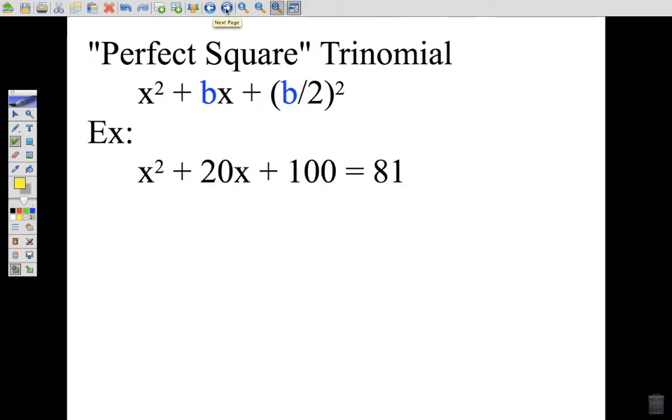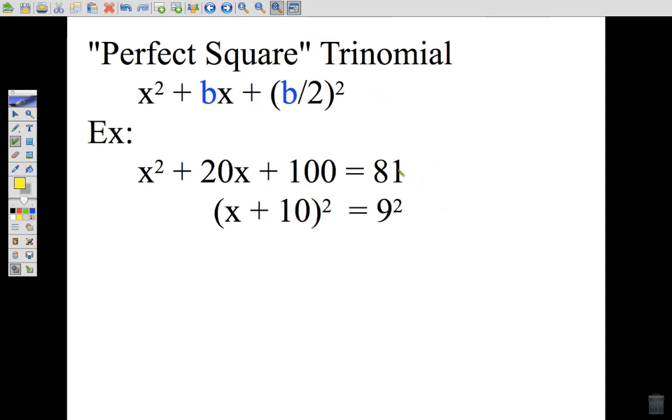Notice that any time you have a perfect square trinomial, you can solve the equation in very few steps. We're going to factor the left side of this equation because as we double check, where'd the 100 come from? 20 divided by 2 squared. 20 divided by 2 is 10, and 10 squared is 100. So we can factor the left side of this trinomial into an x plus 10, the quantity squared. And we can factor the right side.